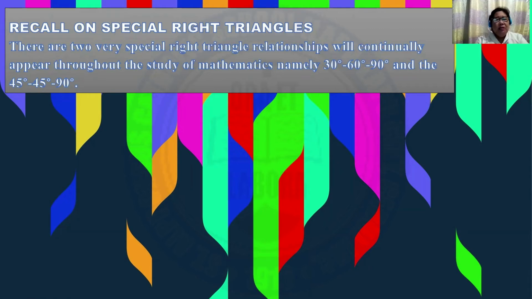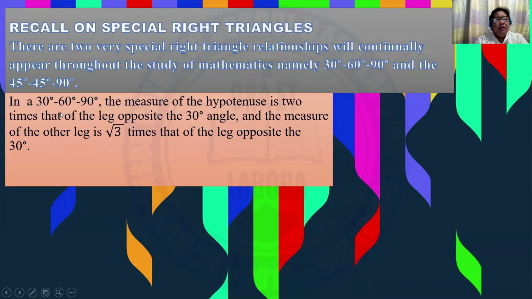There are two very special right triangle relationships that will continually appear throughout the study of mathematics, namely the 30-60-90 triangle and the 45-45-90 triangle. In a 30-60-90 degrees triangle, the measure of the hypotenuse is 2 times that of the leg opposite the 30-degree angle, and the measure of the other leg is square root of 3 times that of the leg opposite the 30-degree angle. The sides are in the ratio of 1 is to square root of 3 is to 2.